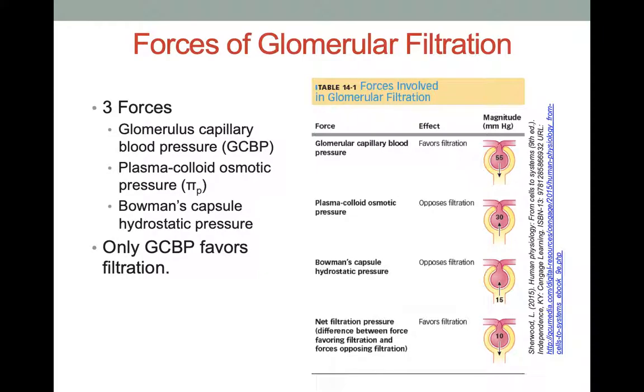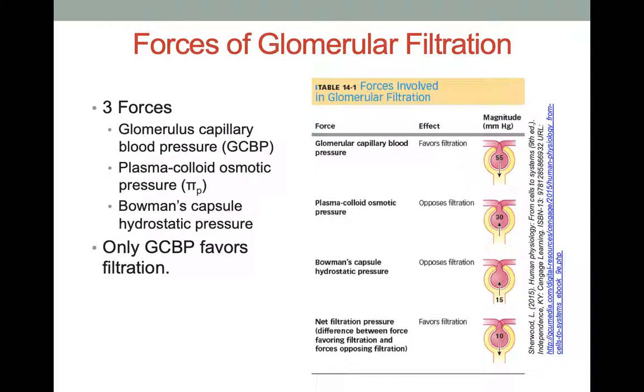The first, glomerular capillary blood pressure, is the only one of the three forces that favors filtration, as you can see here. What happens here is the fluid or hydrostatic pressure exerted by the blood within the glomerular capillaries is what this blood pressure is.